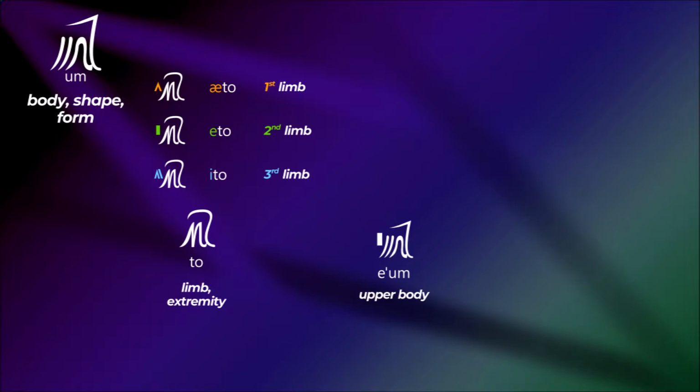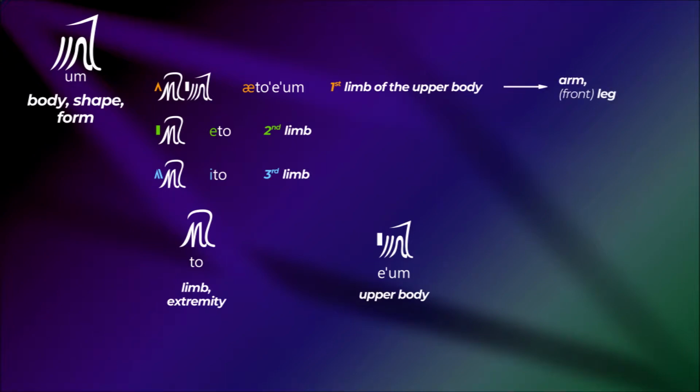Now, the addition of liska to the root word to points to something like a degree of ramifications, like a tree with branches. So if we compare the torso of a human or animal body to the stem of the tree, then all branches that connect directly to the stem are the first limb. And so, aito eum is the first limb of the upper body. It is the limb that connects directly to the torso. That is an arm in humans or a front leg in quadrupeds. It can also be a wing in birds.